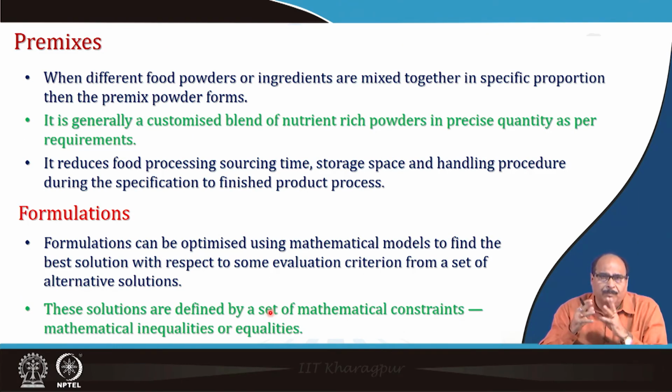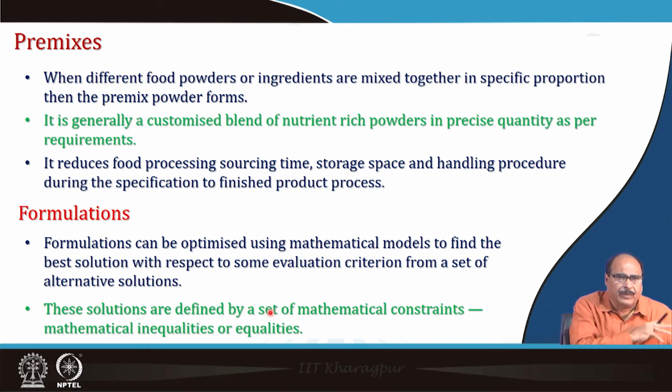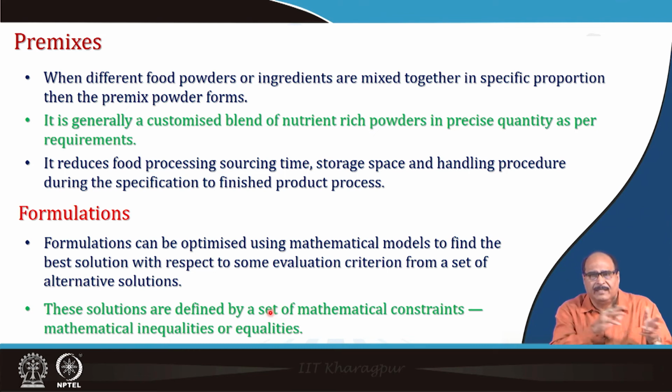Then we come to the premixes. We have prepared one powder of one fruit or one vegetable. Then normally in the market nowadays there are various premixes, even soup powder, tomato soup powder, such other soup powders, etc., where different food powders or ingredients are mixed together in a specific proportion. Okay. And then we get the powder in the premix powder form.